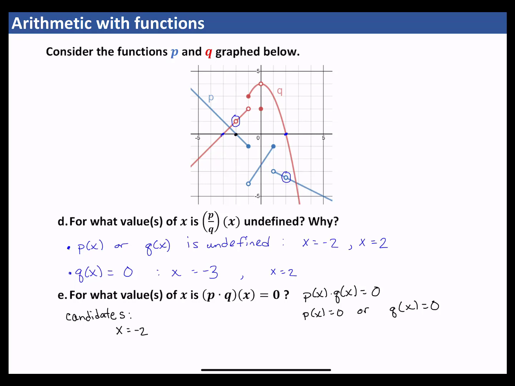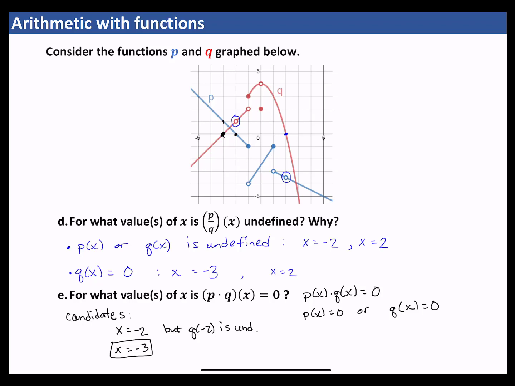But you notice q is undefined there, right? q of -2 is undefined. So x equals -2 is actually not going to be one of our answers. And that is the only x value where p of x equaled 0. So then we move on and look where q of x equaled 0. q of x equals 0 at -3. And p of x is defined there. So we know that's going to be one of our x values where the product equals 0.